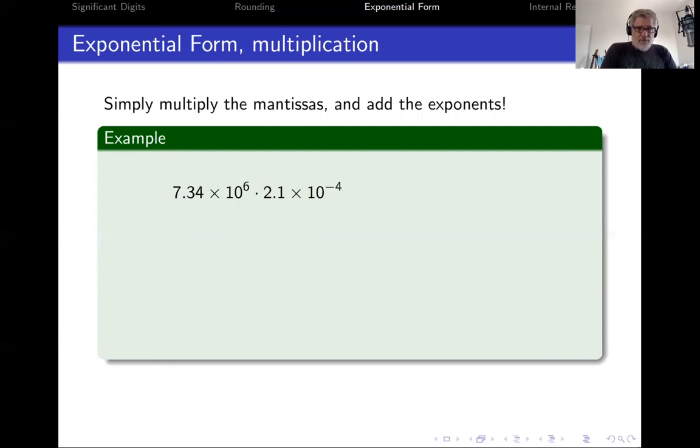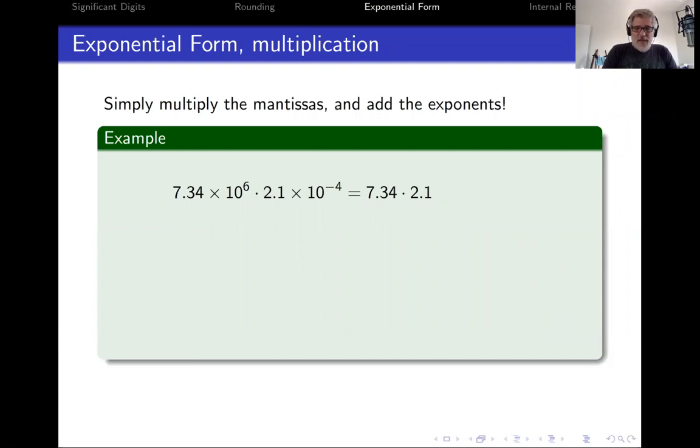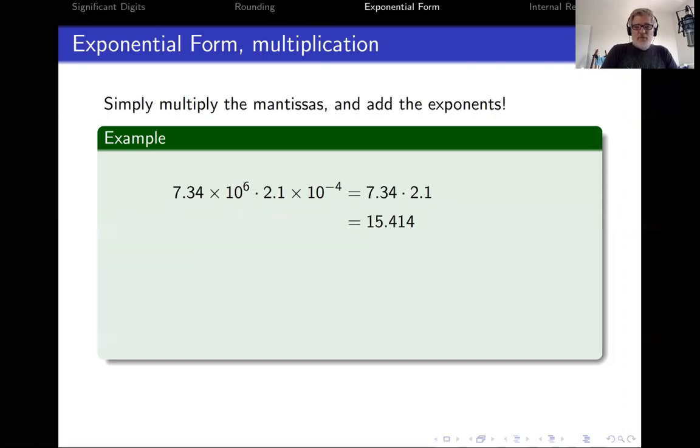So here is an example. Here we go. So 7.34 times 10 power 6 multiplied by 2.1 times 10 to the power negative 4. I can just reorder. So I don't like this slide, but I'll leave it like that. But as written now, if you take a snapshot of the slide right now, it's false, right? What's written is not true. So I'm just going to multiply the two mantissas first. 7.34 times 2.1, which is 15.414.